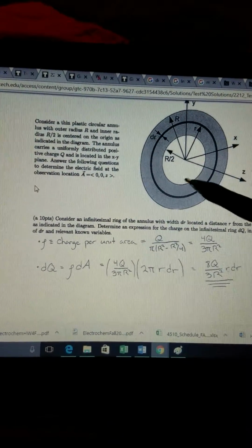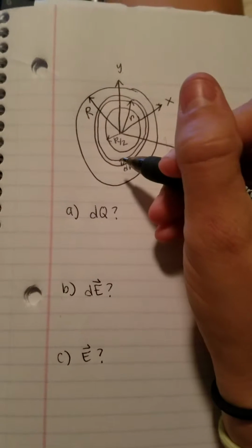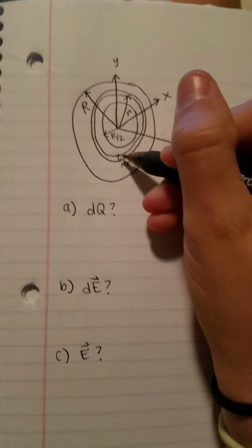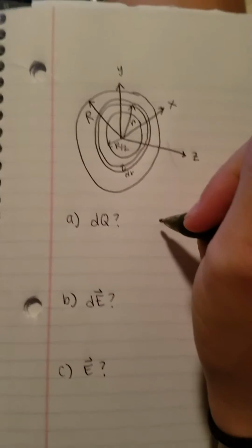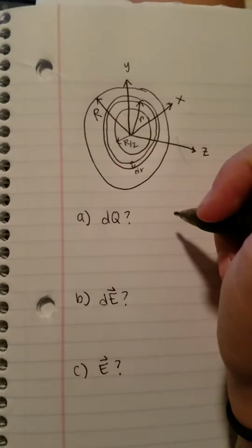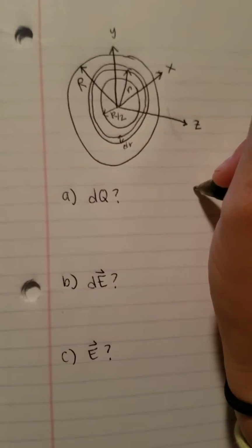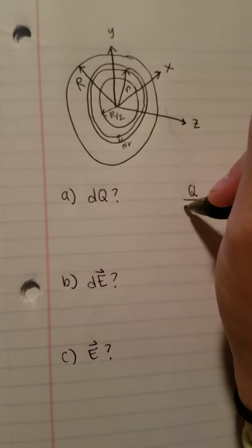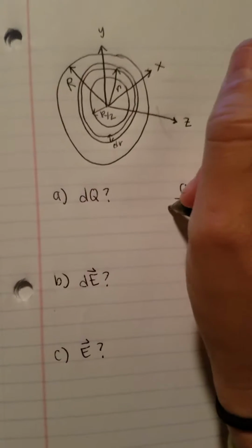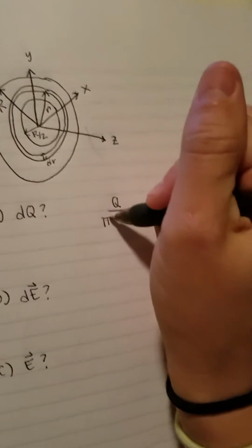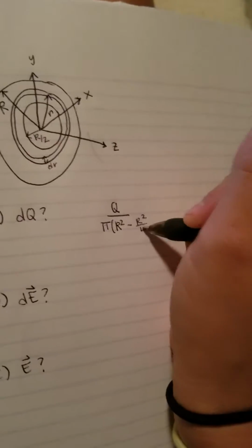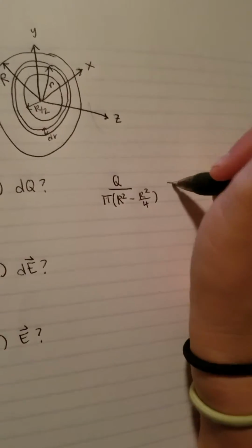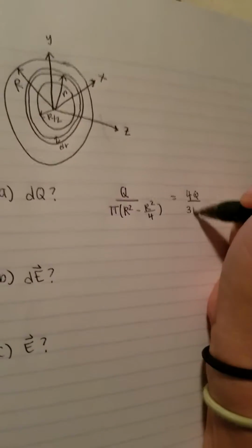Elsewise, it's 0, 0. So first we have to find dq, which is the changing charge based on the thickness of this ring, the infinitesimal thickness. So first we know that it's a charge per unit area. So we will have a charge over the area of one ring, but in here we have a disc with a hole in it, so it's pi big R squared minus R squared over 4. And this comes out to 4q over 3 pi R squared.